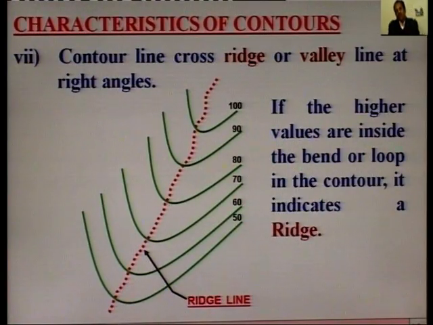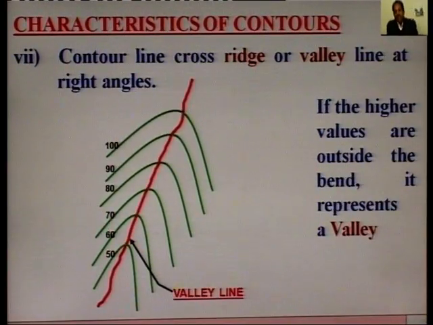Contour lines cross a ridge or a valley line at right angles. As it is shown on your monitor screen, if the higher values are inside the bend, 100 meter is inside the bend, so it indicates a ridge line. Similarly, if higher values are outside the bend, as is being shown on your monitor screen, 100 is outside the bend, so it is indicating a valley line.